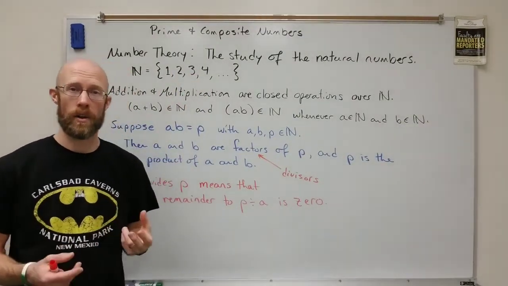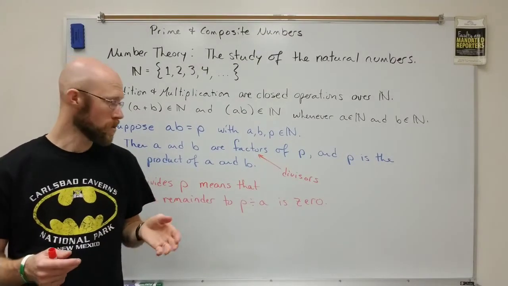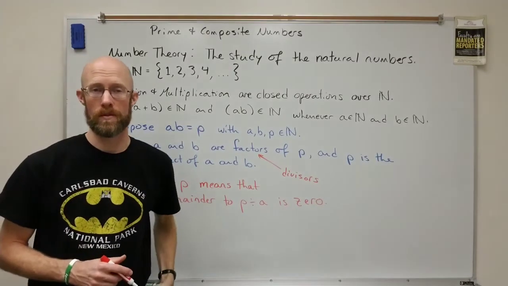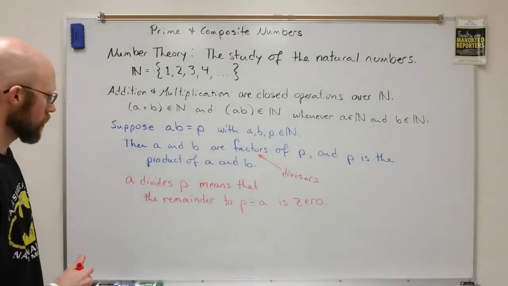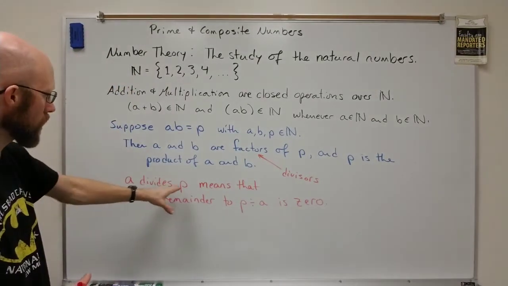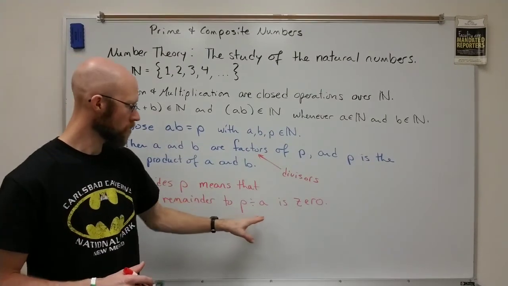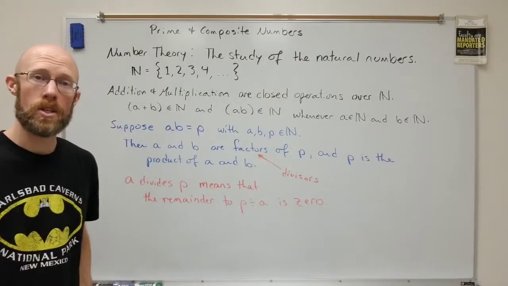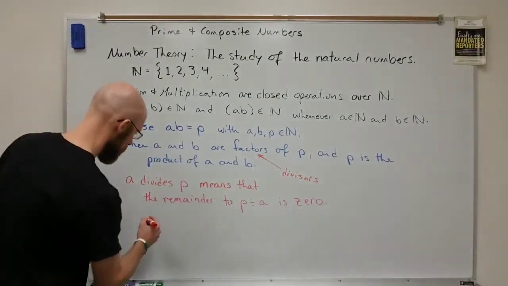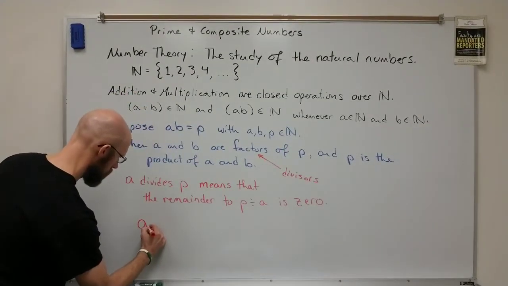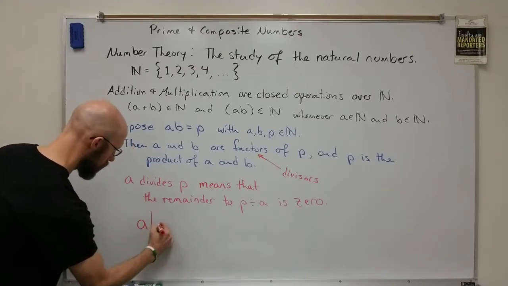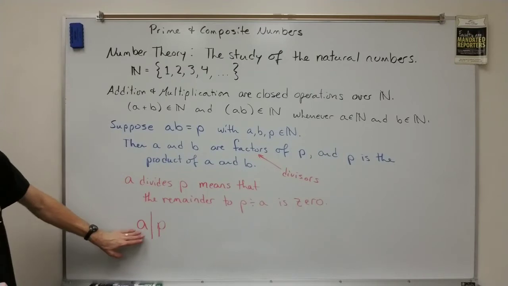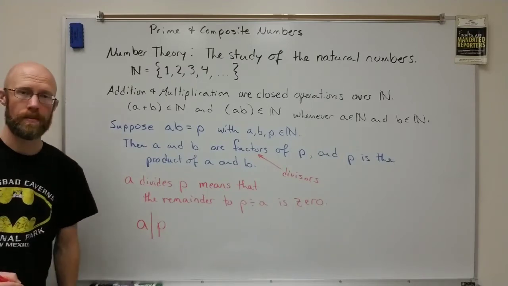As we start working with fractions and rational numbers, we'll start to incorporate a more broad description of division. Okay, so in our case, A divides P means that the remainder to this division is 0. Notationally, we would say A, and then a vertical bar, and then P. All right, this is the notation for A divides P.